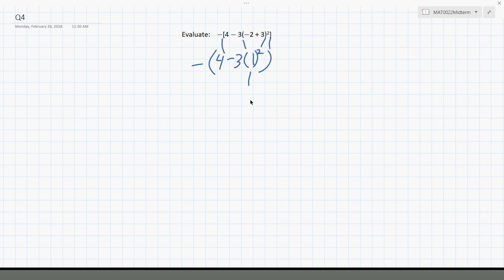All right, so then 1 times a negative 3 is going to be negative 3, right? Negative 3, I got 4 inside the parentheses.